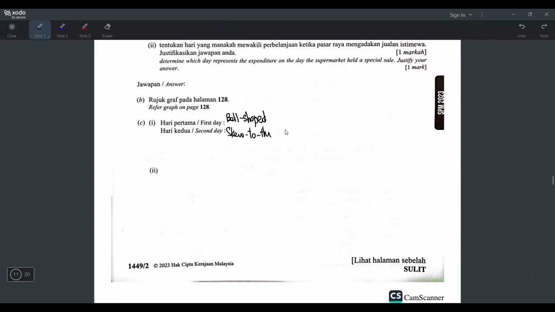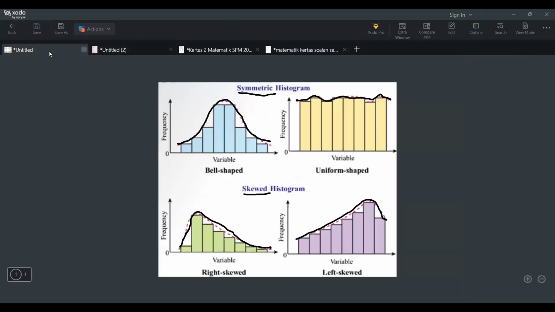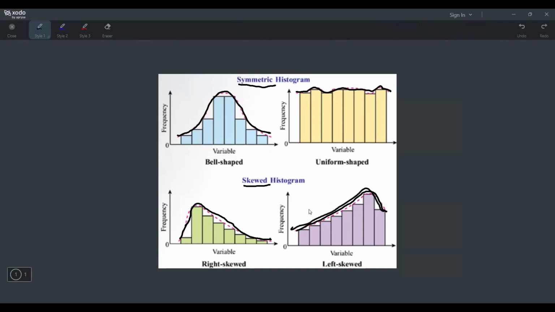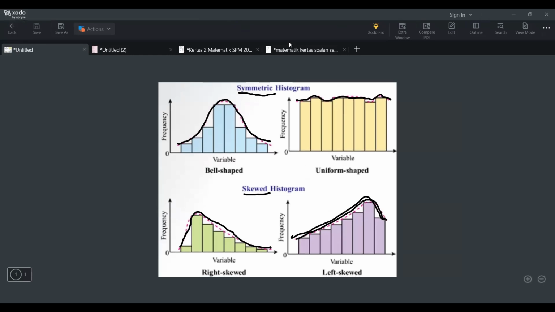Ataupun you boleh cakap left skewed. Okay. Dalam bahasa Melayu pencong ke kiri. So let me show you the notes again. So you see left skewed like this. You see, go up, down. Okay, so that is the answer. Let's continue.